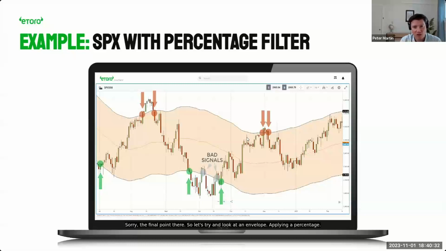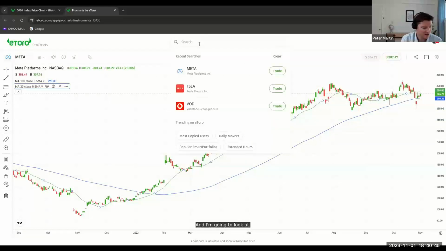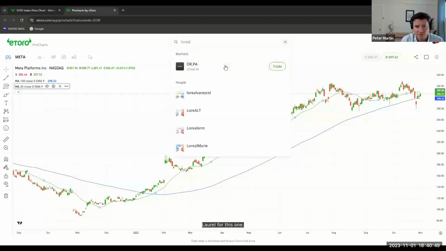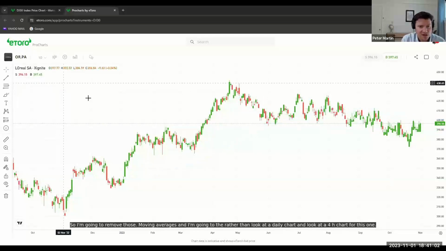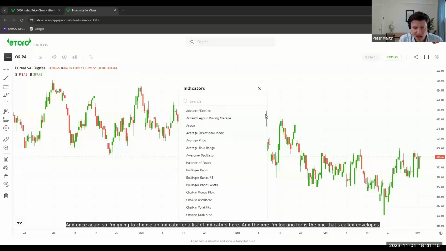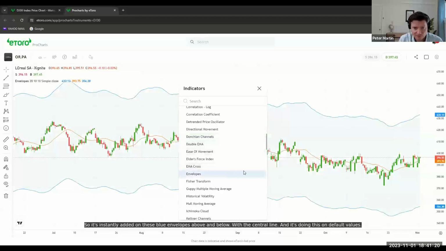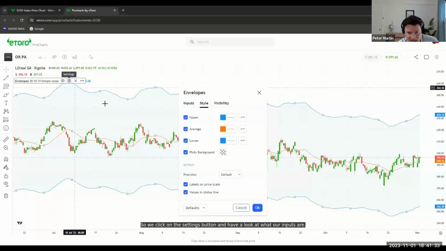So let's try and look at an envelope, applying a percentage filter, an envelope filter, to an actual chart. Let's once again go to eToro's platform, and I'm going to look at L'Oreal for this one. The way the charting package here works is that those moving averages that we applied before are still showing. So I'm going to remove those moving averages, and rather than look at a daily chart, I'm going to look at a 4-hour chart for this one. Once again, I'm going to choose an indicator. We've got a list of indicators here, and the one I'm looking for is called envelopes. It's instantly added these blue envelopes above and below with this central line, and it's doing this on default values. So we'll click on the settings button and have a look at what our inputs are.